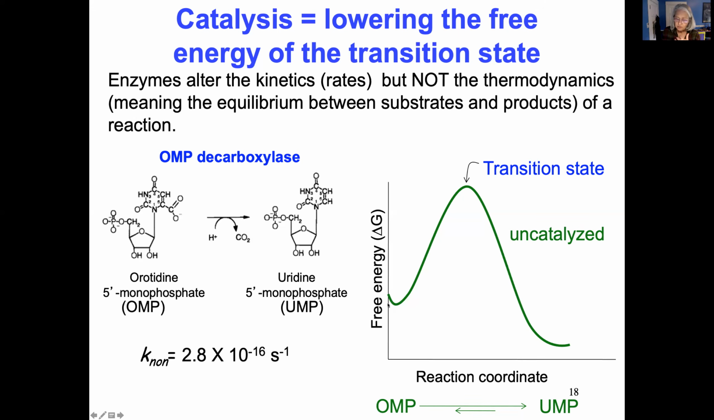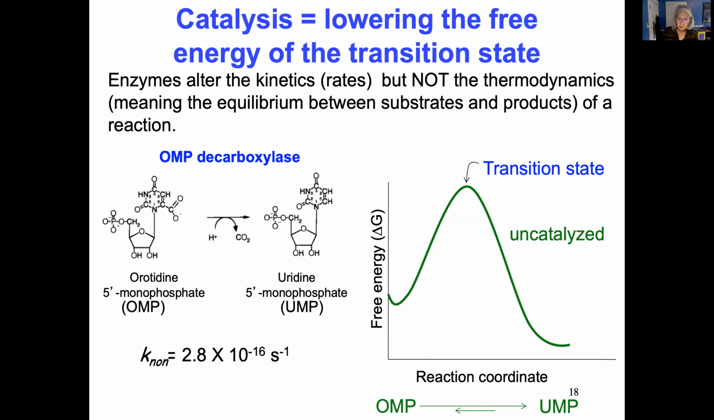We have the free energy of the substrate and the product, okay? So thermodynamically, this is energetically a favorable reaction. The product has a lower free energy than the substrate, but the reaction is so very slow because the transition state, the amount of energy that OMP must get in order to release its carbon dioxide, is enormous. There's a very high free energy barrier to reach the transition state for this reaction. And because of that very high barrier of energy, the uncatalyzed reaction is incredibly slow.